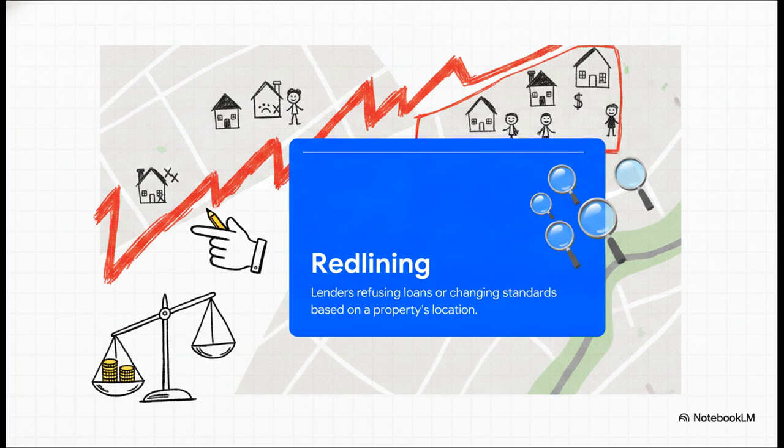Redlining occurs when banks or lenders refuse to make loans or when they impose entirely different lending standards based purely on the location of a property. Historically, lenders would literally draw a red line on a map around certain neighborhoods and refuse to issue mortgages there, effectively starving entire communities of financial growth. They did this often because of the demographics of the people living in that specific geographic area. Recognizing the difference between these three practices, blockbusting, steering, and redlining, is going to be crucial for your exam.